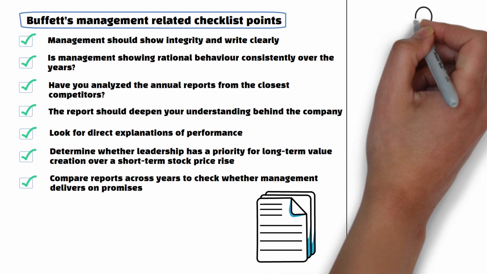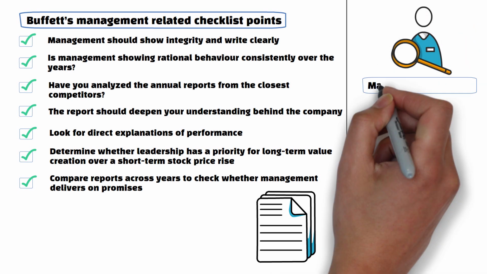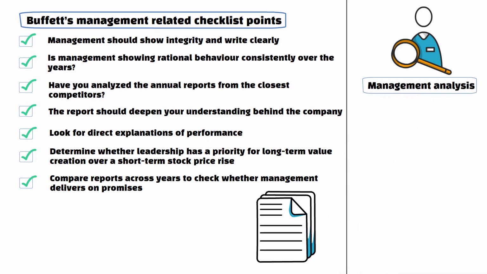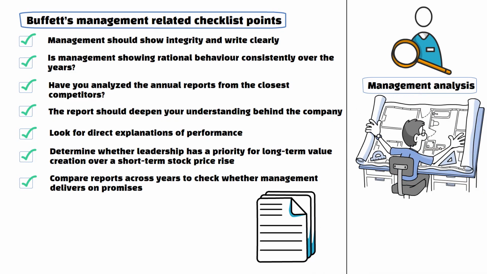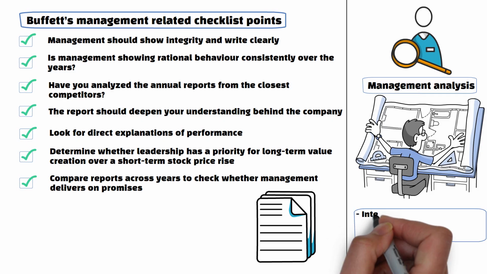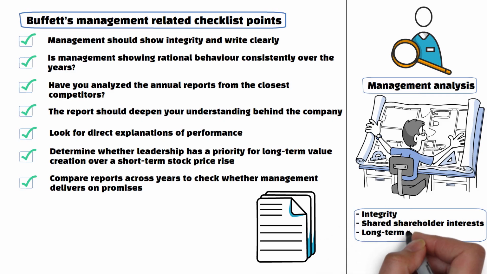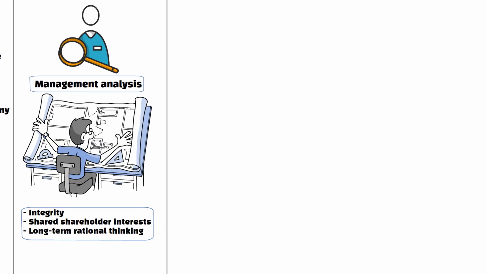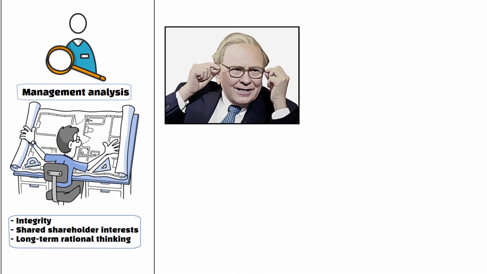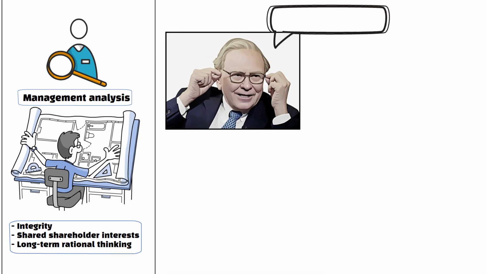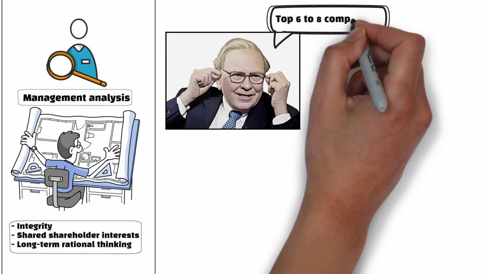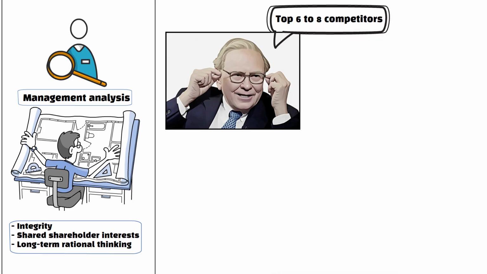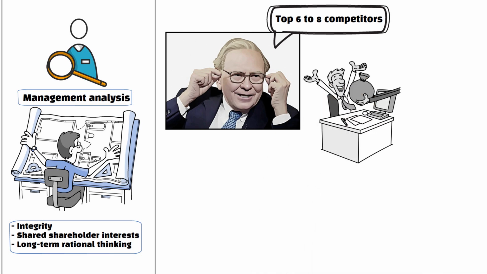Buffett says an often overlooked area of stock analysis is the management analysis. What may have surprised you is the importance he places on learning about the management of a company. Buffett deeply values management with integrity, shared shareholder interests, and long-term rational thinking. After going through the annual report of a company, he said in his Berkshire shareholder meeting that he will do the same thing all over again for the top 6 to 8 competitors. Doing so helps him gain perspective on the position of the company he's looking to invest in.